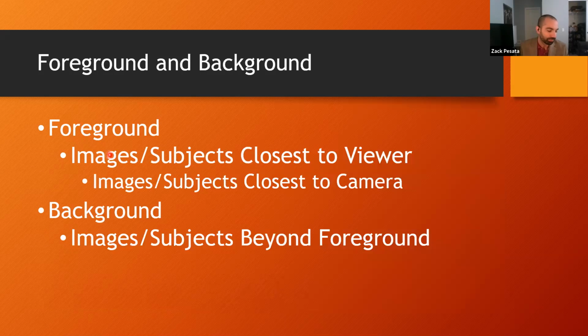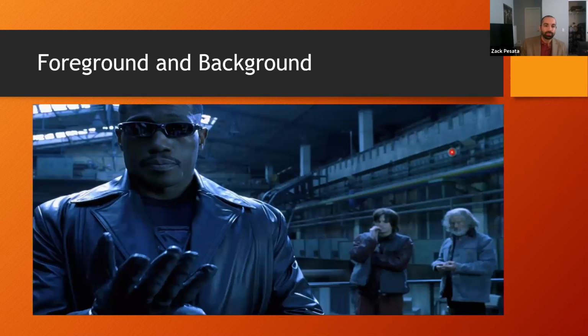Okay. We're now going to talk about foreground and background. Foreground in the frame are just the images / subjects closest to the viewer. The images / subjects closest to the camera is another way to look at it. And then background are the images / subjects beyond the foreground. So foreground, background. Again, we're not going to talk about lighting and composition and setup, but it's there and we should. I just don't have time.